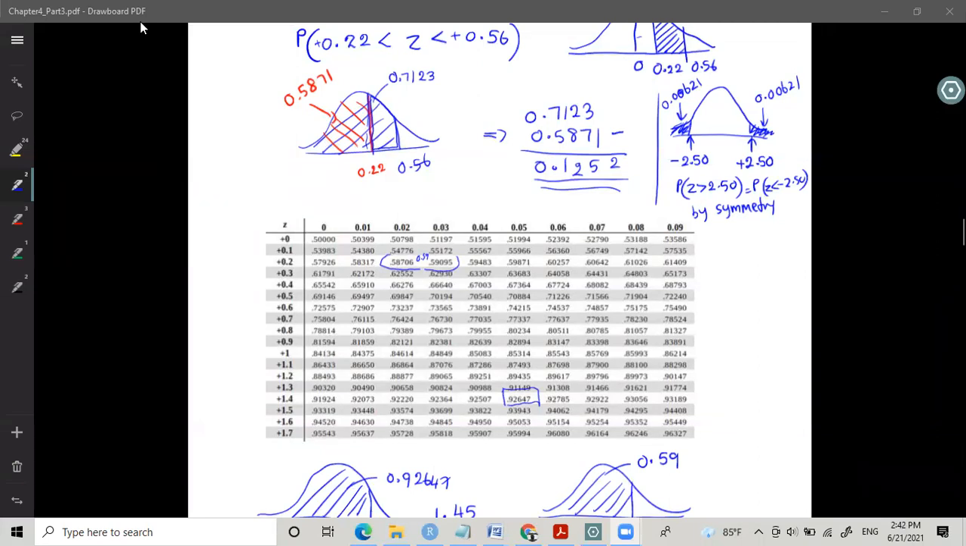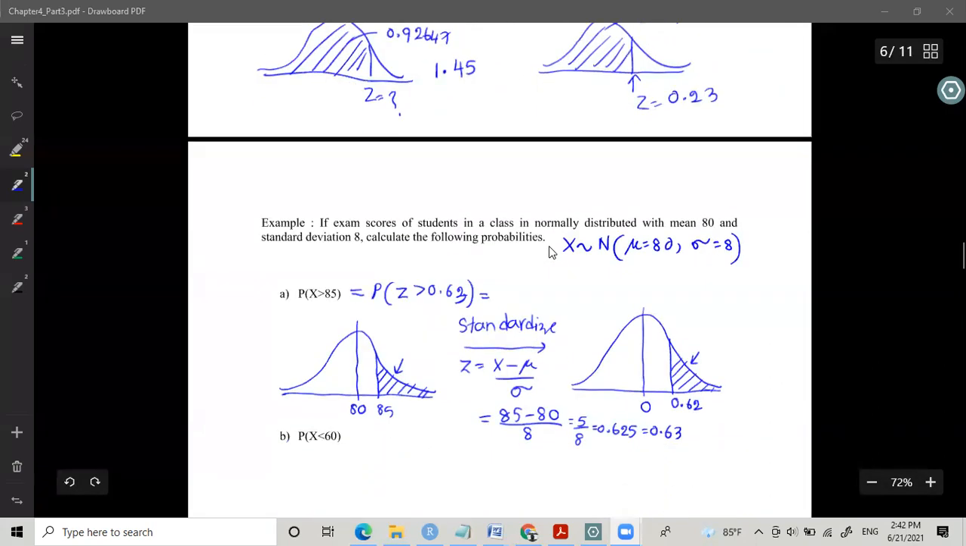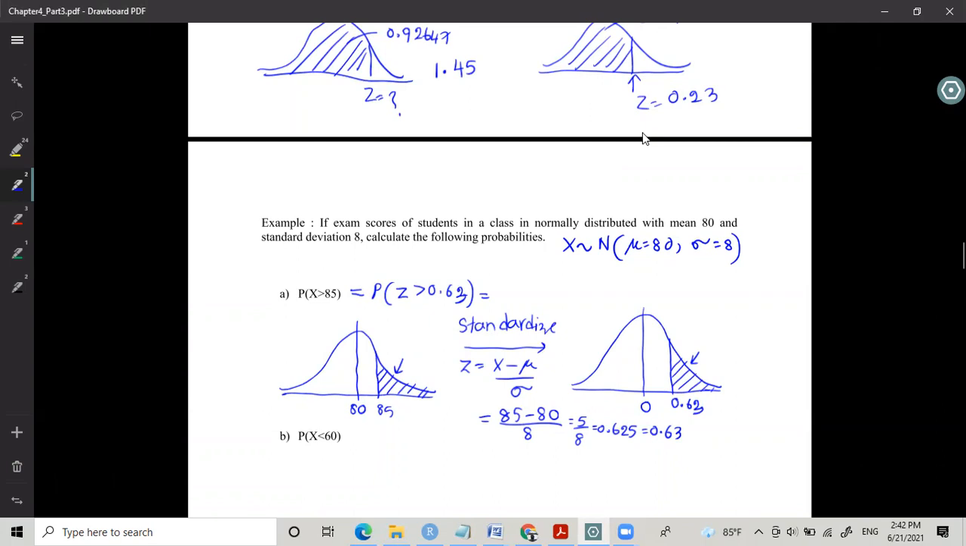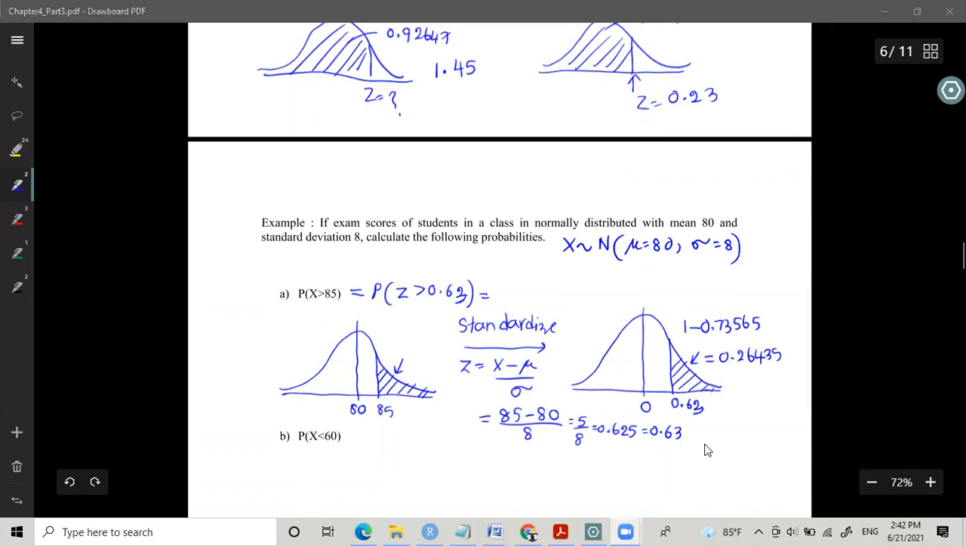Okay, so I can see some answers. 0.63. That will be 1 minus 0.73565, which is 0.26435. So the answer is 0.26435. If you want to write it, you can write it as 26.43%. So that is the answer. Is this clear to all of you?